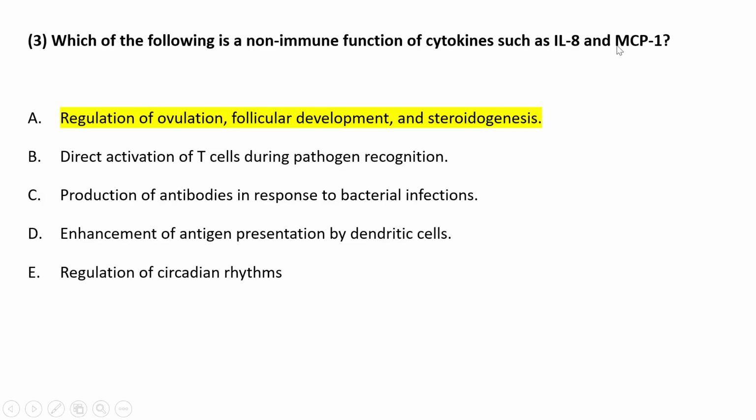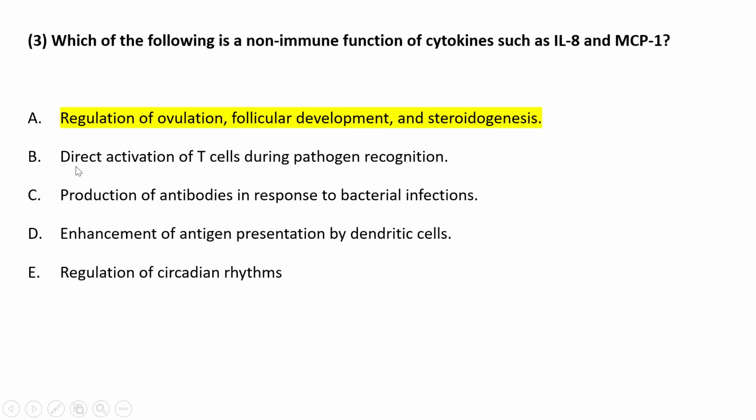And the MCP1 protein is involved in follicular rupture during ovulation. And interleukin 8 contributes to angiogenesis, that is the formation of blood vessels in the ovarian tissue. So they have a direct role in ovulation and follicular development, but this is not related to immunology. This is not related to the immune function of these two. So here we need to opt for the option that is the non-immune function.